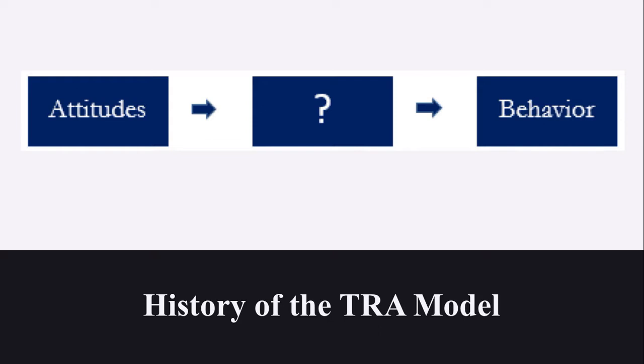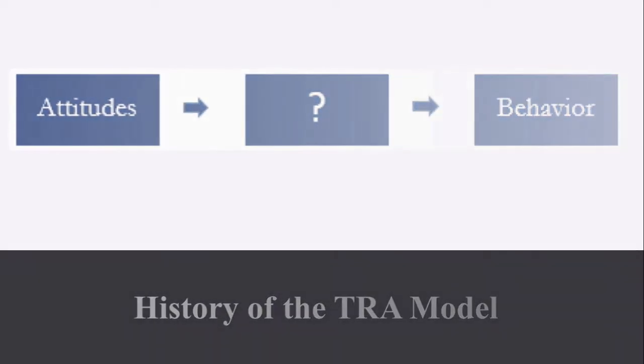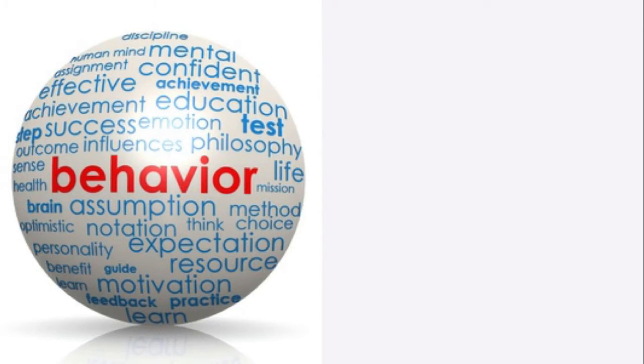Think about it this way. Why might people have a positive attitude toward a behavior but not actually engage in that behavior? What is missing? What is not strong enough? One question about the missing variable is answered when we explore some assumptions of the theory of reasoned action model.